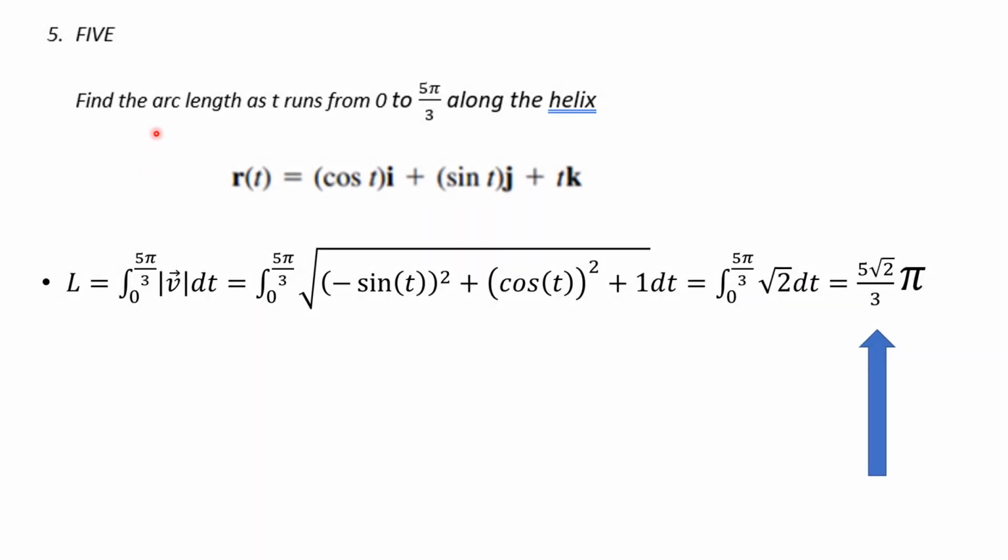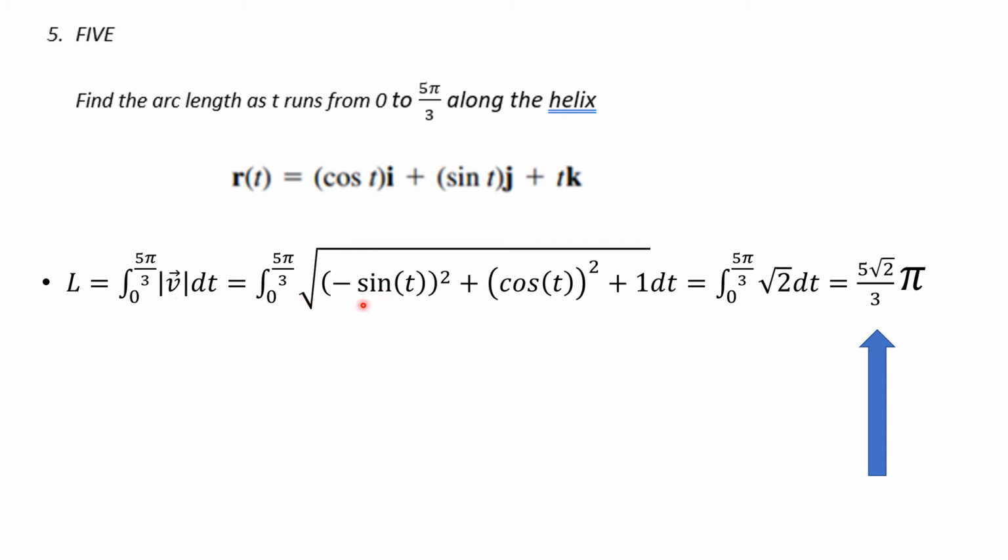In number 5, you would find the arc length as t runs from 0 to 5 pi over 3 along the helix. This is the equation of the helix. And we know that the arc length is equal to the integral from 0, from my initial point, until whatever I have. So I'm going from 0 to 5 pi over 3. And this is the magnitude of the velocity. It's the speed, tells you how far we go, dt. And so that's the speed along the arc length.